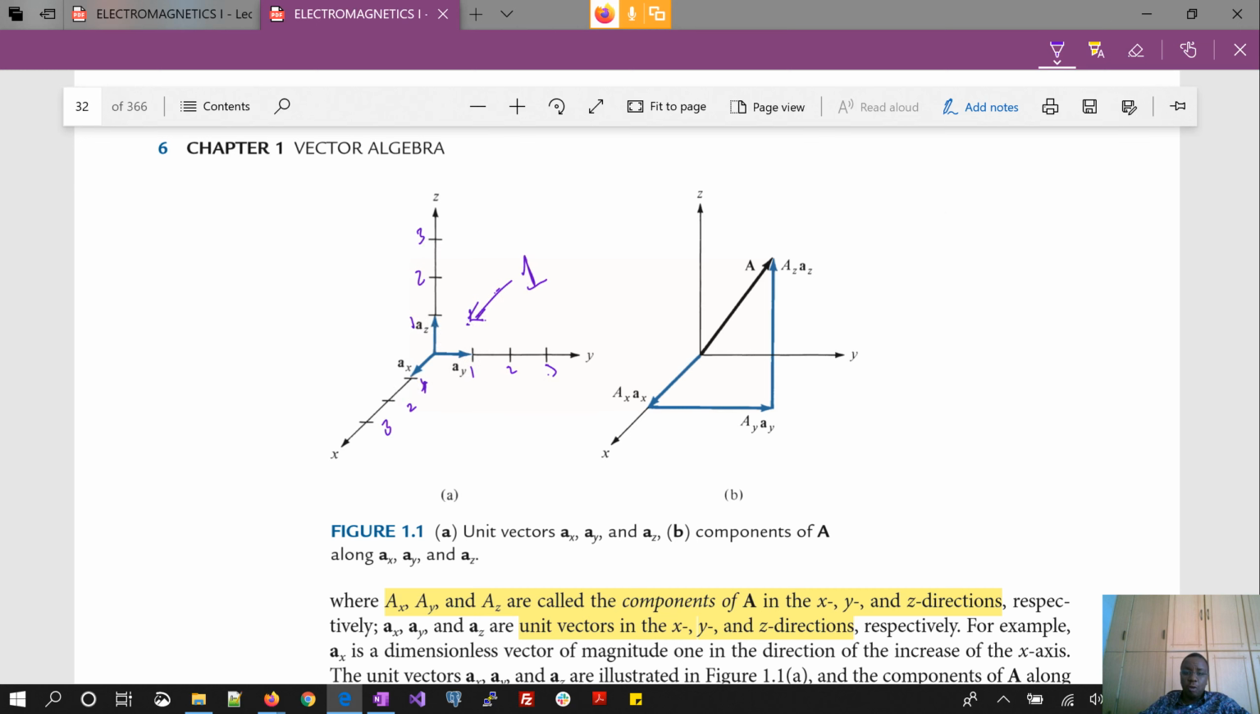But if you wanted to represent a vector A in the coordinate system, we have said A, being a vector, is represented by A in the x direction.